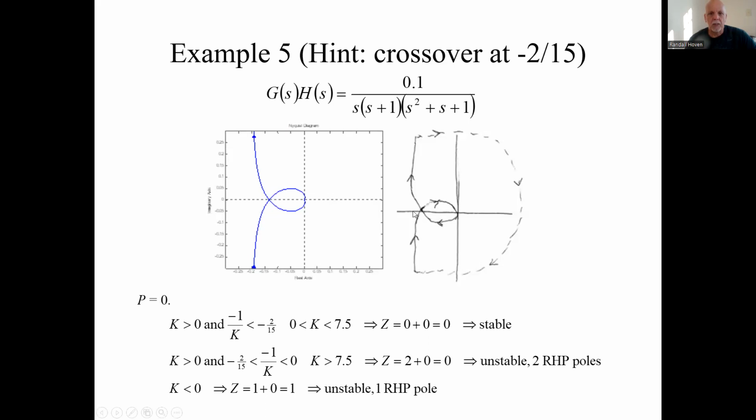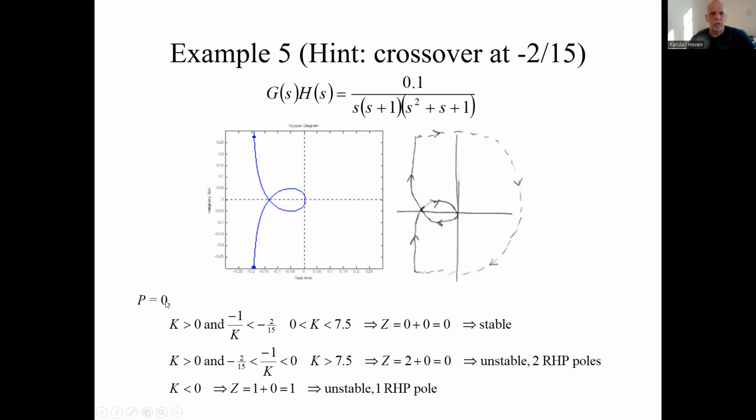So this is the same kind of thing. N equals 0 out here, 2 in between there, and 1 over here. Just do your inequality algebra right. Here, everything to the left of the origin, k is greater than 0. And out here, minus 1 over k is less than whatever this is, which is minus 2 over 15. That inequality algebra gives k between 0 and 7.5, that's where it's stable.